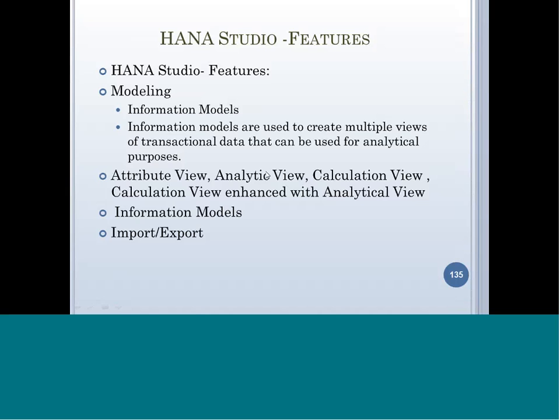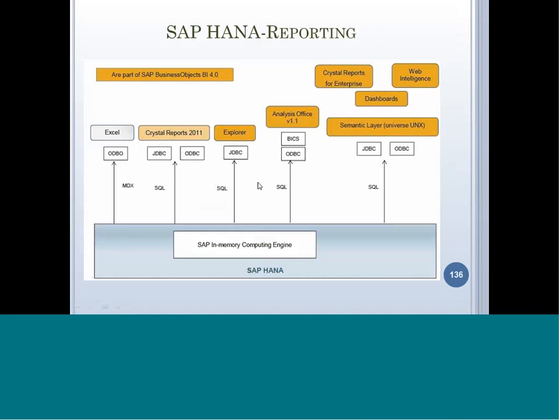So that is from the SAP HANA Studio features standpoint. And this is finally very, very important. You have something called Explorer, Crystal Reports Enterprise, Dashboards, Semantic Layer Universe, and Web Intelligence. These are all different reporting tools. On top of SAP HANA, after loading the data into SAP HANA by BODS, we will be creating a lot of things like Crystal Reports, Web Intelligence reports, dashboards, Lumira files, Lumira dashboards, and visualization.